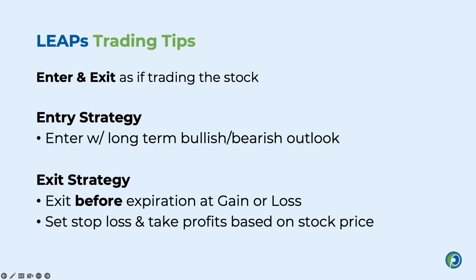And within that exit strategy, you want to exit prior to expiration at a gain or a loss, because you're giving up that theta decay. So the theme of this is the theta decay that you need to overcome. And you can set up a stop loss to take profits based on the underlying security's price. You can create an alert based on the underlying security price, but that's very important to know.